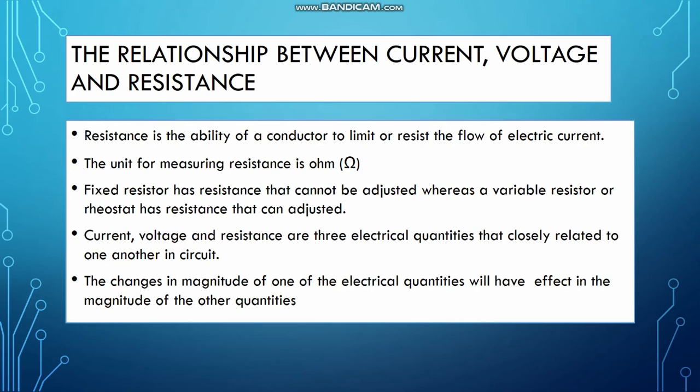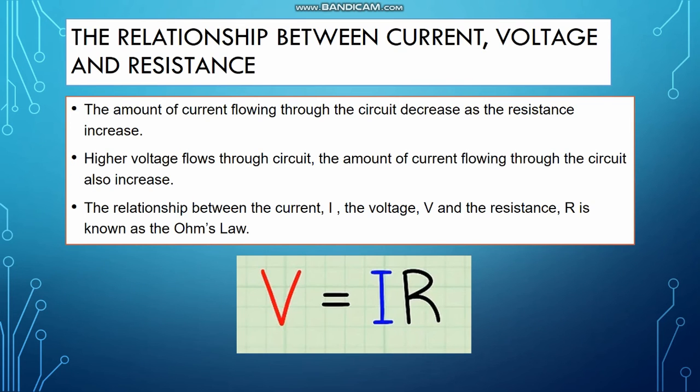Current, voltage, and resistance are three electrical quantities that are related to each other. When the magnitude of one of the electric quantities is changed, it will affect the magnitude of the other quantities. For the relationship between current, voltage, and resistance, you need to remember this formula: V is equal to IR. V here refers to the voltage, I refers to the current, and R refers to the resistance. This formula is known as Ohm's law.